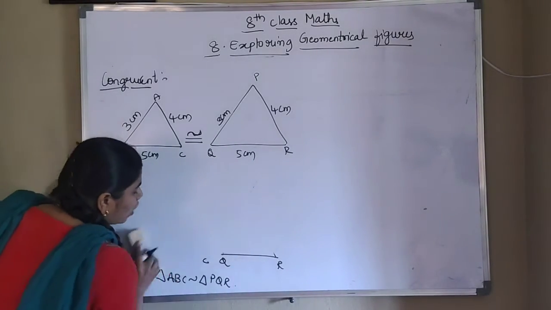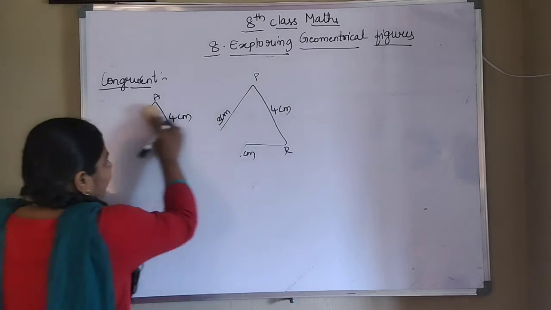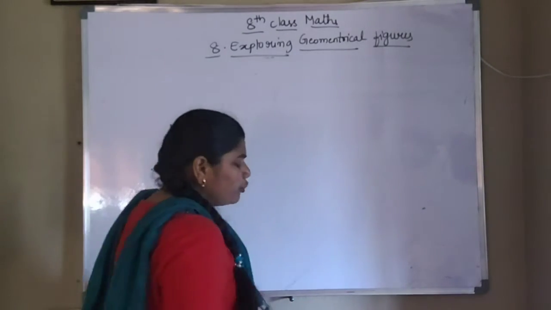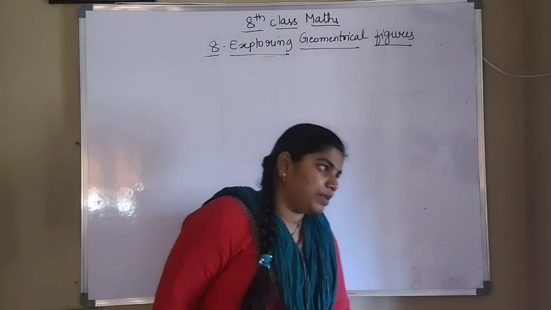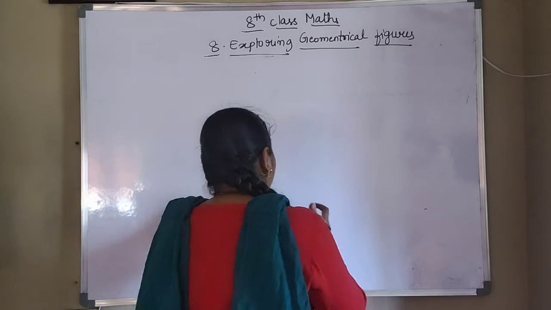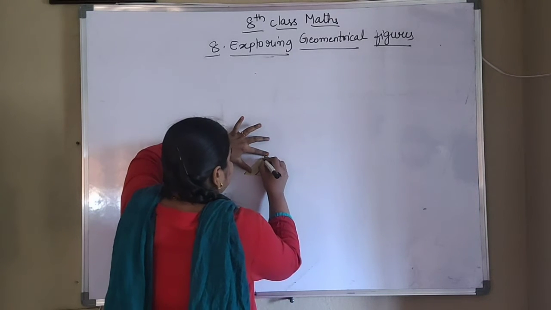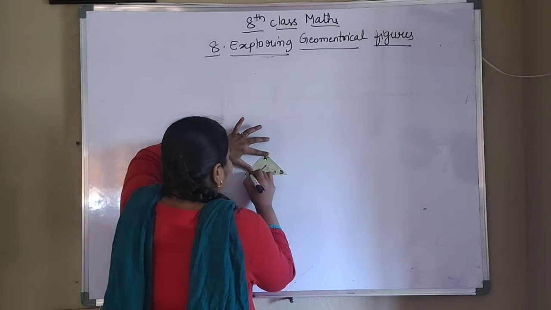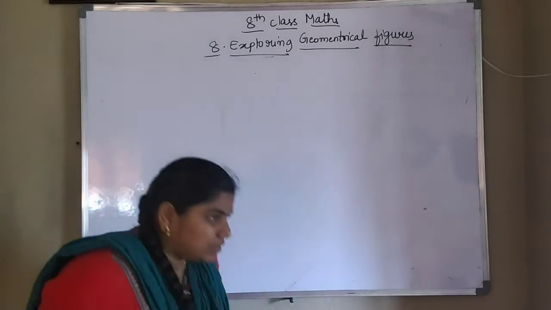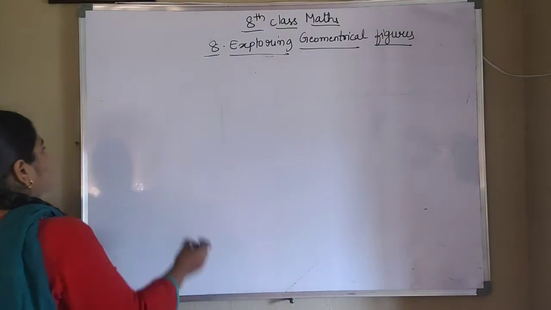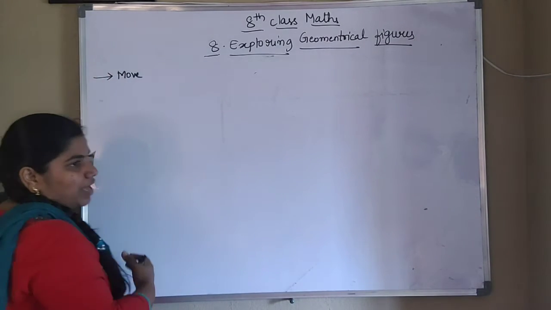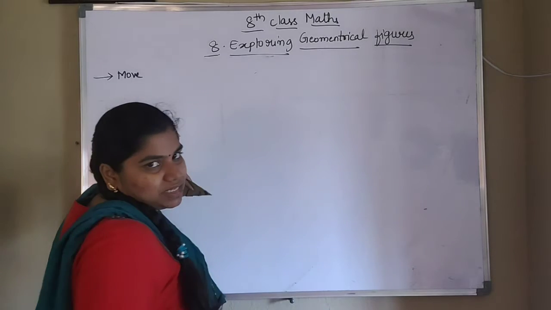Congruency shapes, how it can be rotated, how it can be flipped, how it can be moved, we will see. Suppose I am taking one triangle shape and here I am writing it as A, B, C. This is a triangle figure. So in this, what we are learning? What is move? Move means we are moving from one place to another place, that's it.